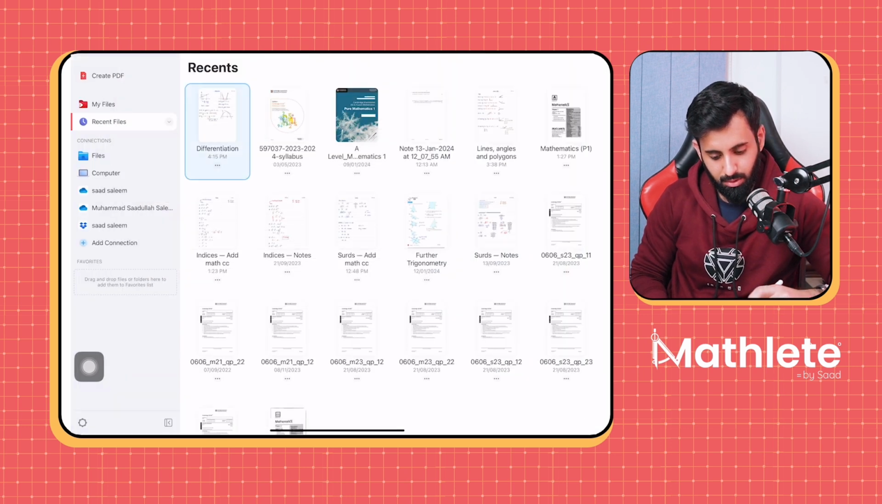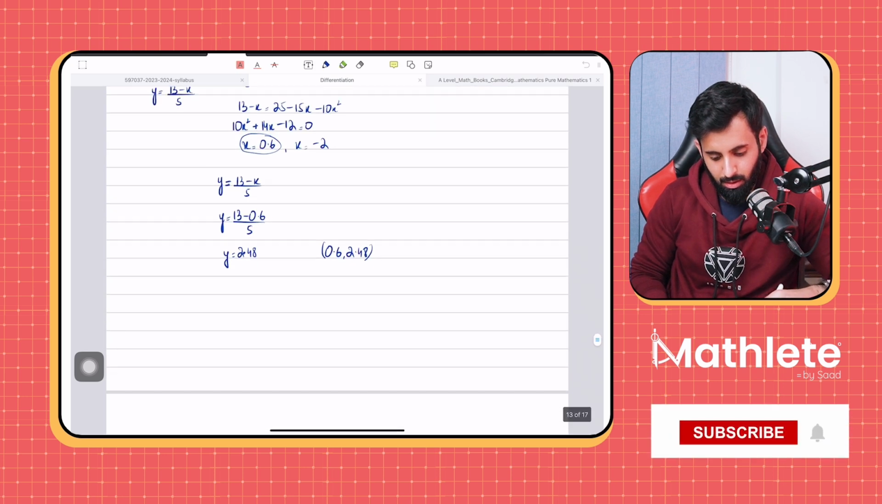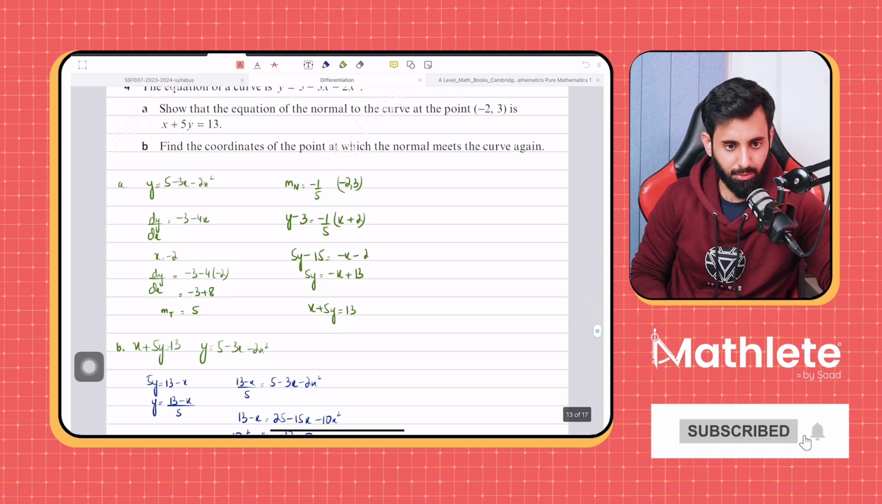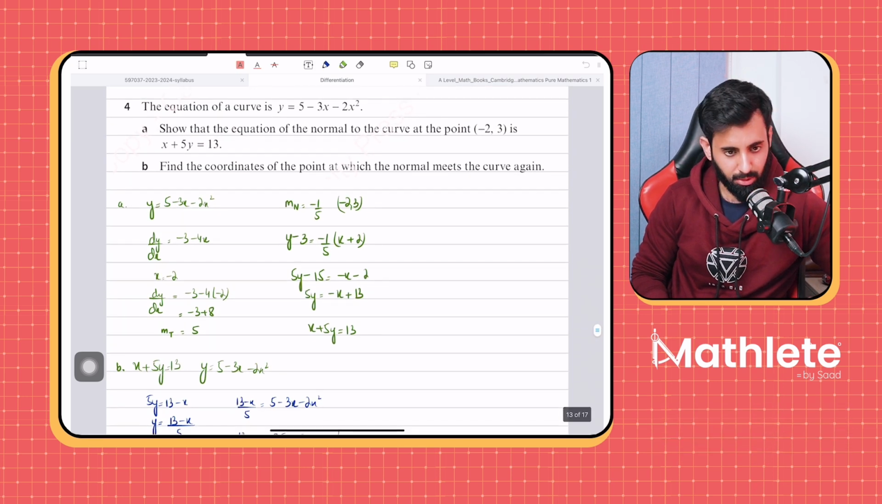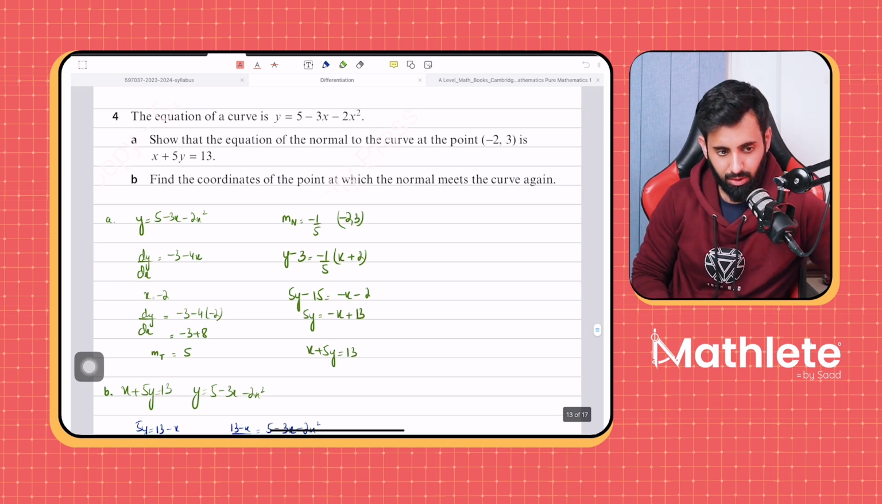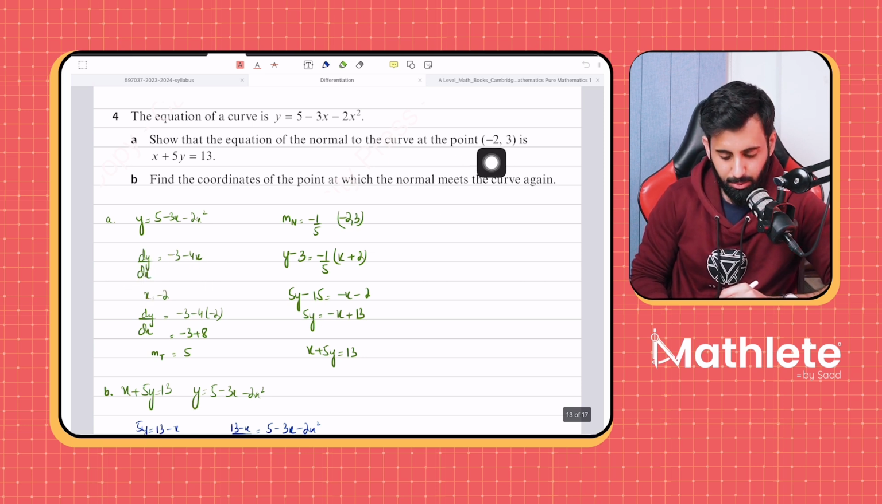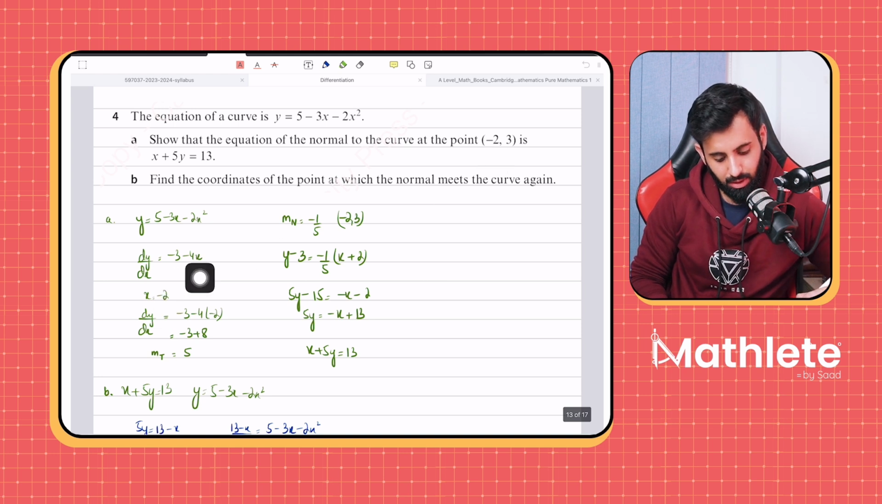Sir, can you explain part A again? Okay, I can explain part A. What are the steps that we follow in order to find out the equation of normal? First step, we differentiate, so we get the gradient function. How does this help? This helps us in finding out the gradient at any point. All we need is the x coordinate. So of this point, we have the x coordinate. Can we plug it in? If we plug it in, we get the gradient.